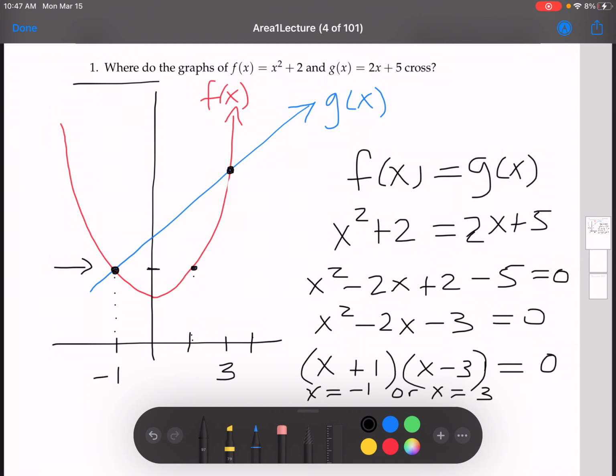And just to hit home the point, notice that if you plug 3 into f of x, I'll let you do that. I guess we could just do that. If you plug 3 into f of x, you get 9 plus 2 is 11. And if you plug 3 into g of x, we get 6 plus 5 is 11. There we go. Same thing with negative 1. f of x will equal g of x.